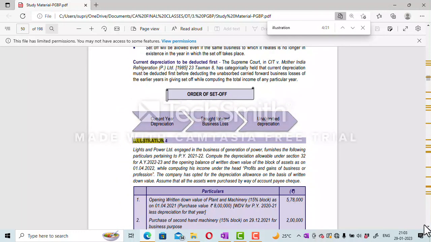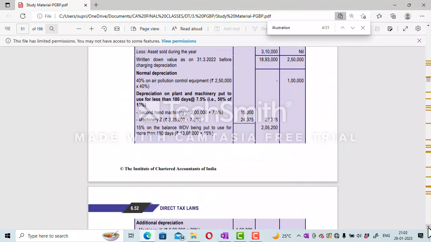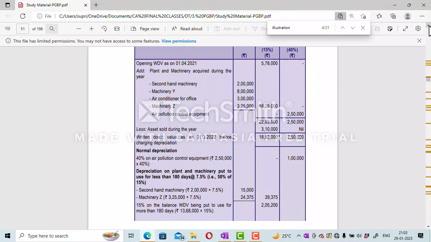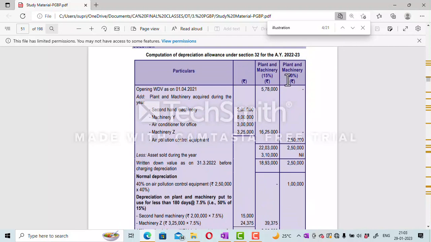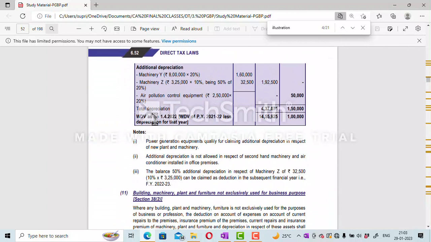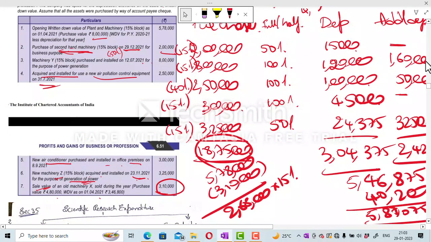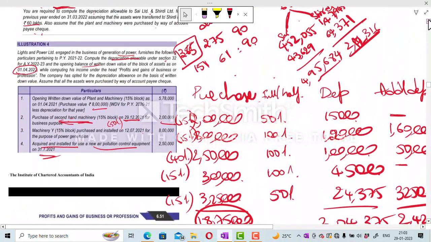It's the fourth question, no? This one. See how they have drawn here. Plant and machinery 15%, 40% they have calculated separately. So WDV as on 1/4/21. This also they have asked. If this is a correct answer, then depreciation will also match. 14,55,925 plus 1 lakh means 15,55,925. Okay, this we have answered correctly. 15,55,925. Okay, we have done with 4 questions relating to depreciation.